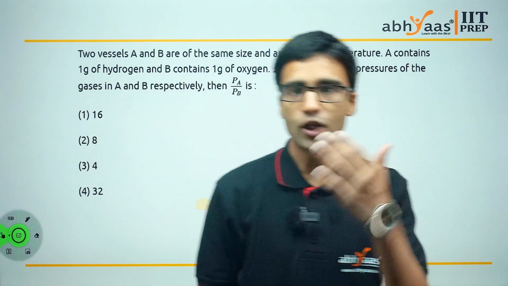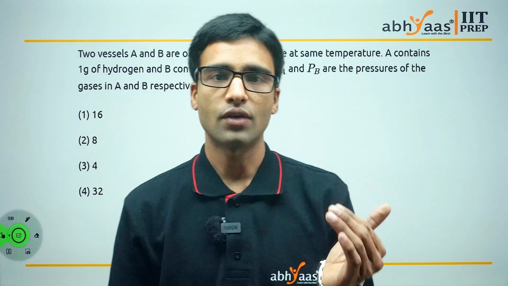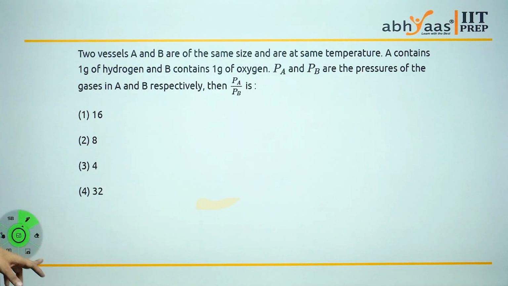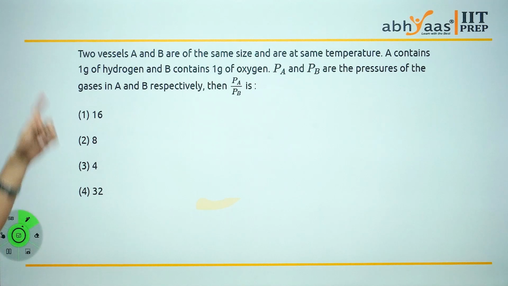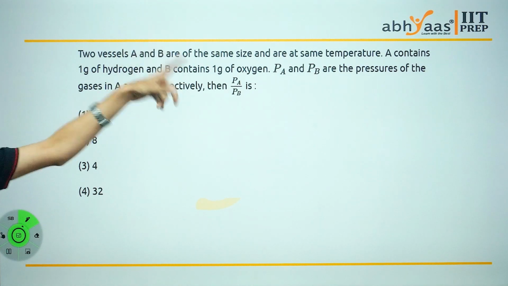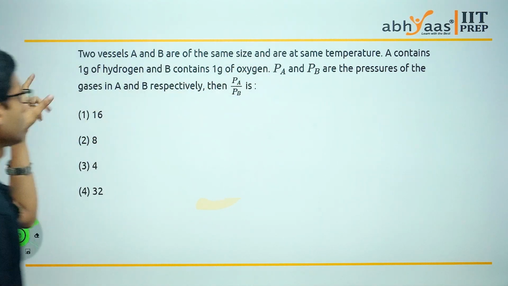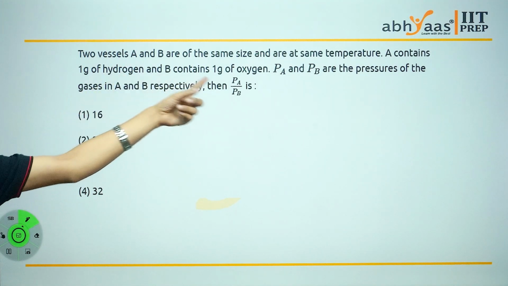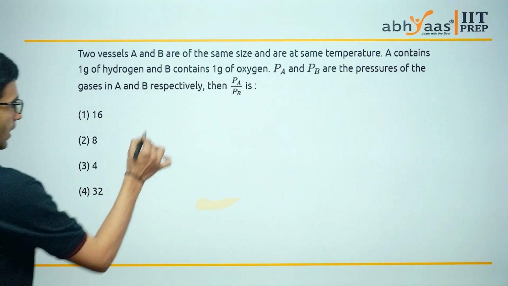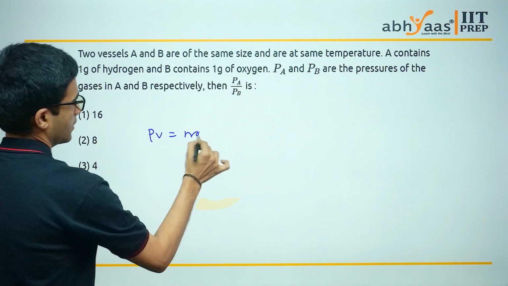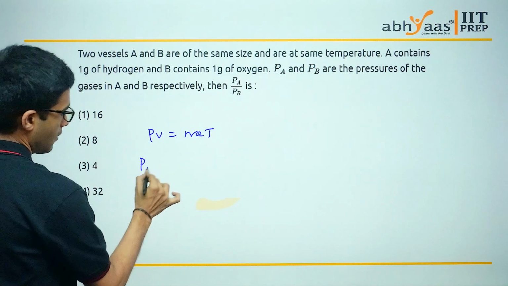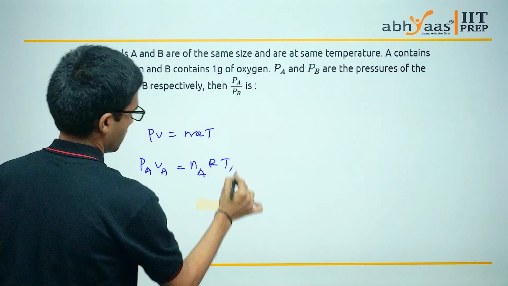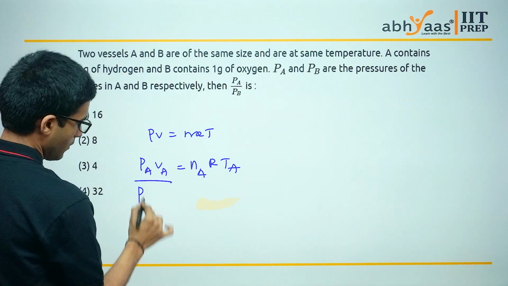Here, in this question we need to calculate the pressure of A to the pressure of B. But what have they given? They have given two vessels of the same size, meaning the volume is the same, and the same temperature, meaning the temperature is the same. The mass of A is given, and the mass of B is given. So, you know from the ideal gas equation, PV equals nRT. PA VA is equal to NA R TA divided by PB VB.